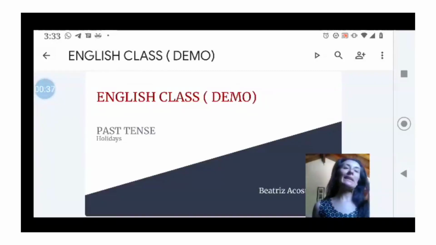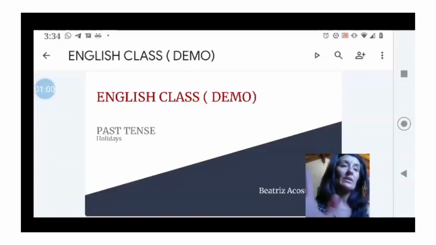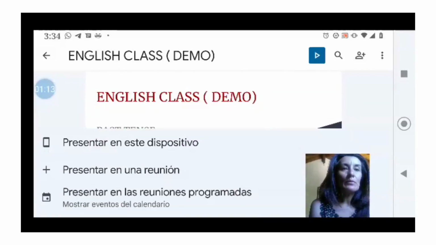And following the diseño curricular, the regional syllabus in Provincia de Buenos Aires, I have chosen a topic, past tense, which is situated in the 6th grade. And my approach to this lesson would be the topic style. I have chosen a topic which is holidays, and talking about holidays, I am going to teach past tense. So, let's get started.